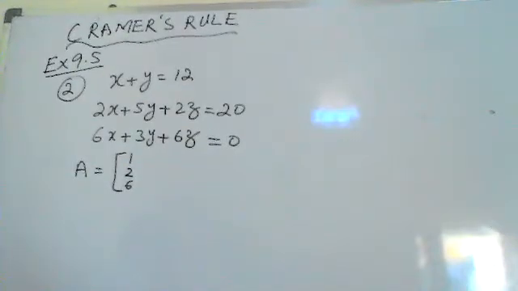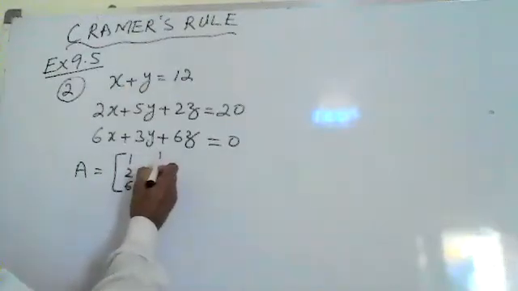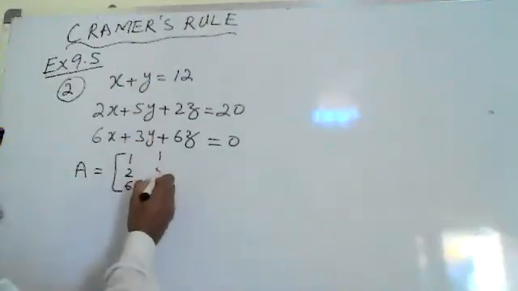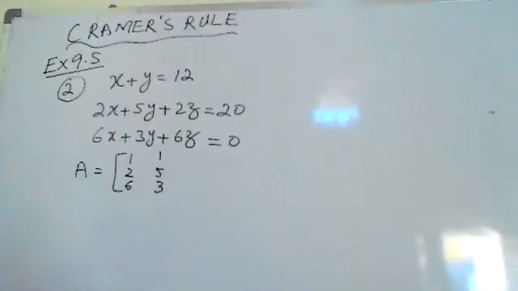Now in the second column, we will write the coefficients of y. There is 1, there is 5, there is 3. In the second column, we wrote the coefficients of y.